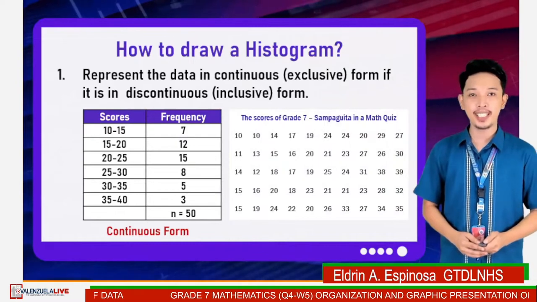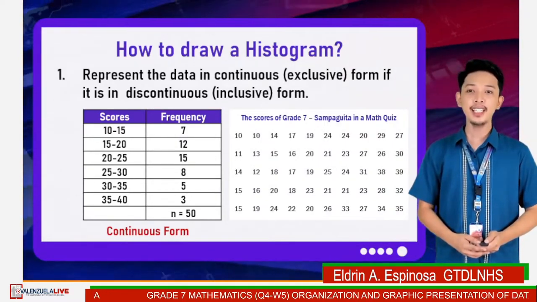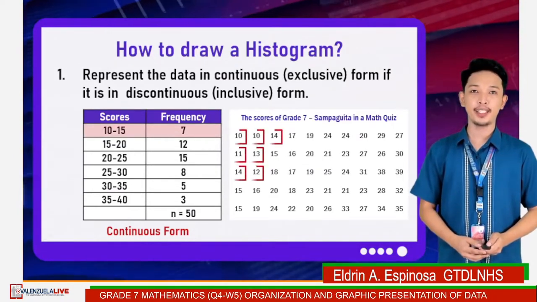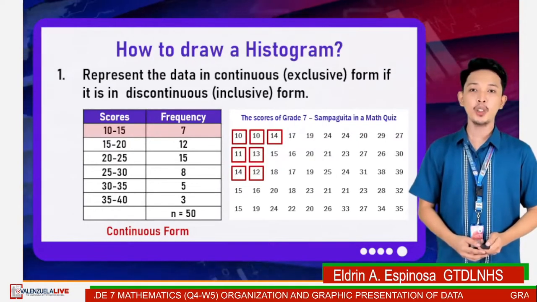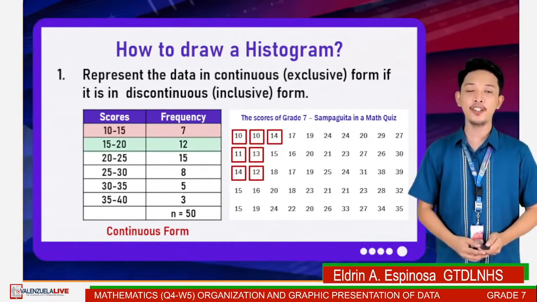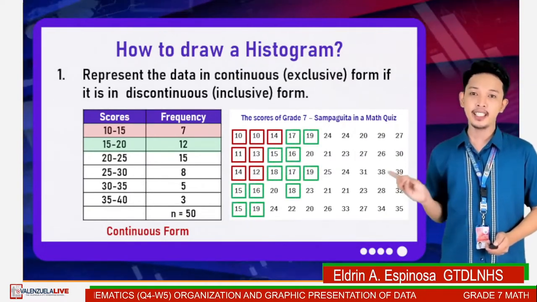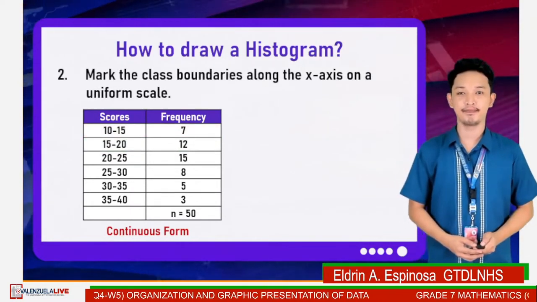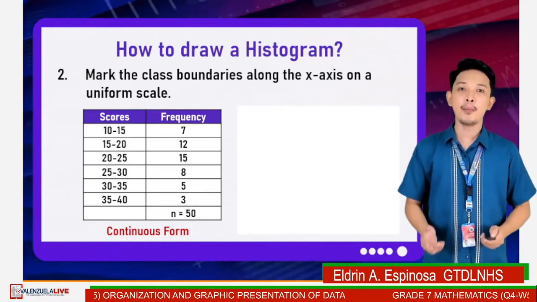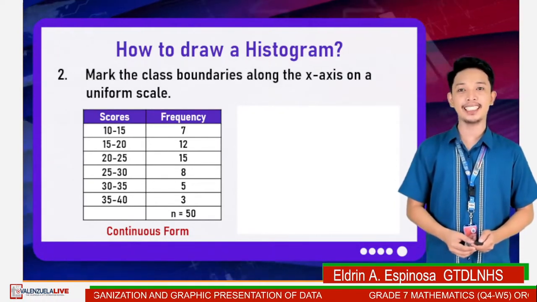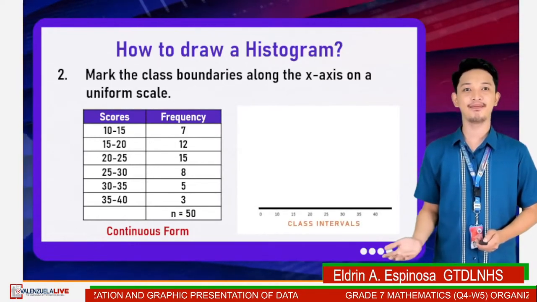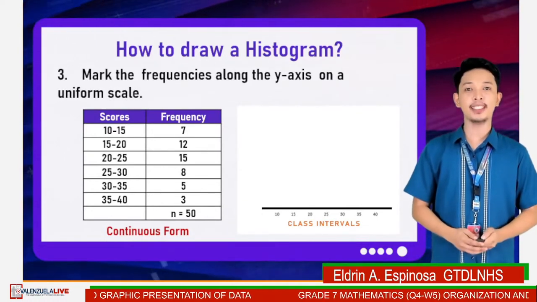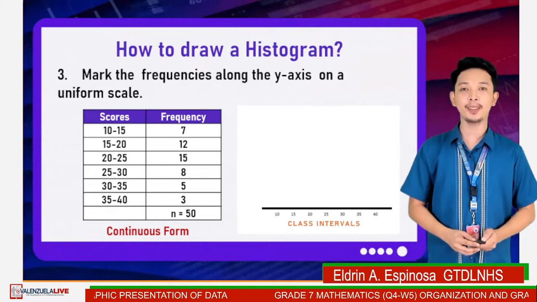Consider the raw scores of the given table. For class 10 to 15, we only include the scores 10 to 14. We include 15 on the next class, which is 15 to 20, since 15 here is a lower bound. Second, mark the class boundaries along the x-axis on the uniform scale. Third, mark the frequencies along the y-axis on a uniform scale.